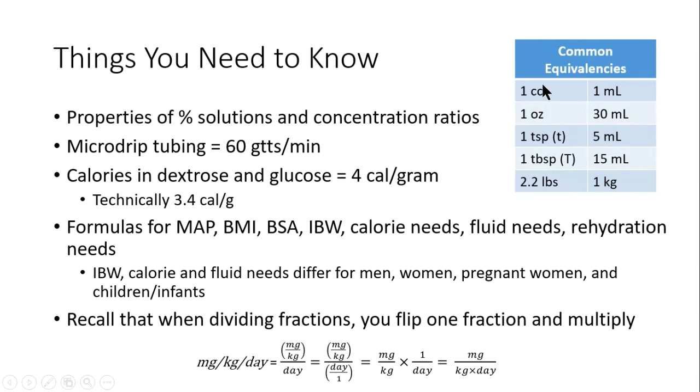And also some common equivalences. 1 cubic centimeter equals 1 milliliter. 1 ounce is 30 milliliters. 1 teaspoon is 5 milliliters. 1 tablespoon is 15 milliliters. And 2.2 pounds makes 1 kilogram.